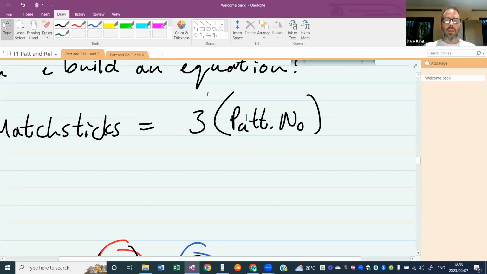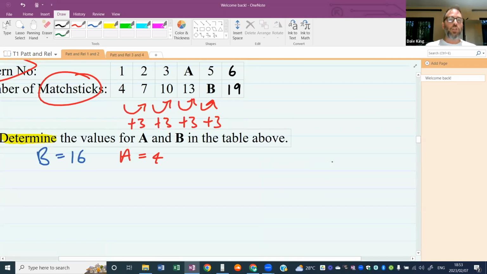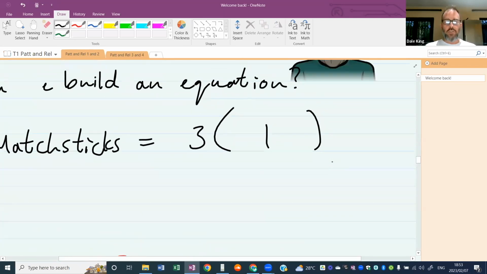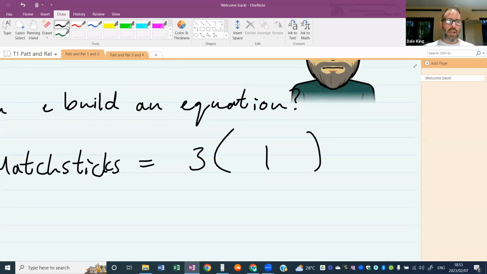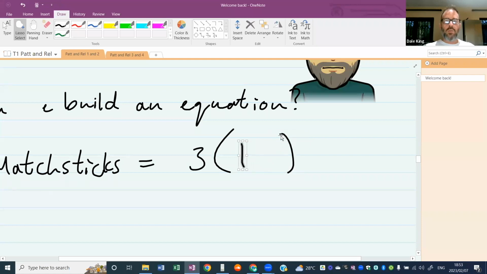Let's test this out. How many matchsticks will I get if the pattern number is 1? Let's look at our answer, what it should be. It should be 4. But we are getting 3. So there's something wrong with our equation. How can we change our equation to get an answer of 4 instead of what we're getting right now, which is a 3? Can anybody tell me in chat, what can I add to my equation here? Because right now it's 3 times 1, which is 3, but I need 4. Anyone tell me, what do I need to do to my equation?